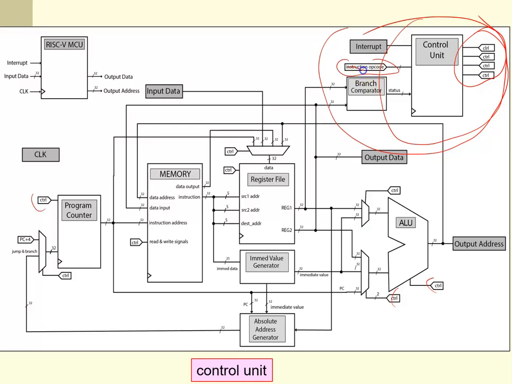It does have a branch instruction input, and it's going to input status in there. If you remember the branch instructions, they do some type of comparison. The result of that comparison is going to the control unit.